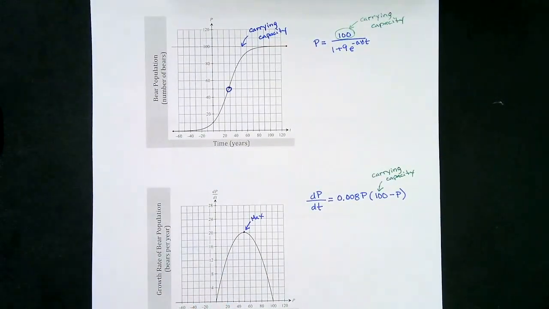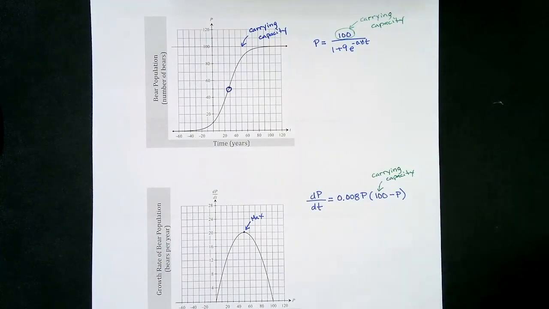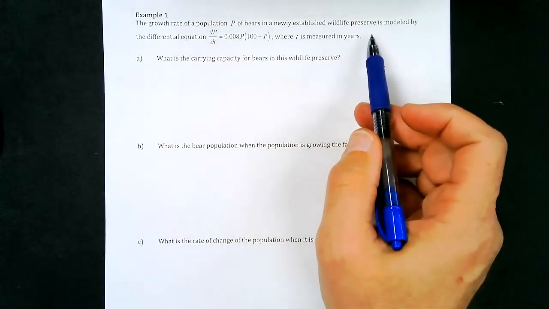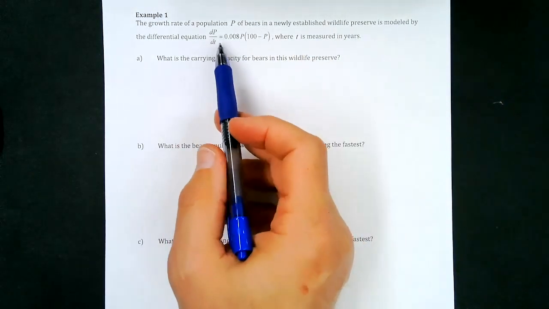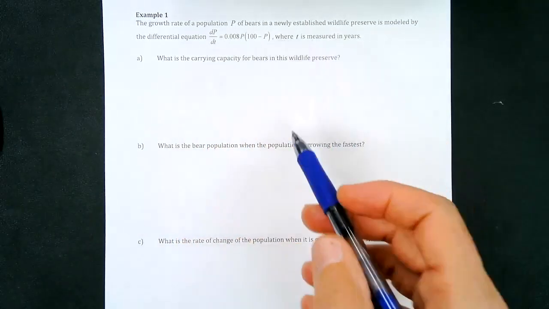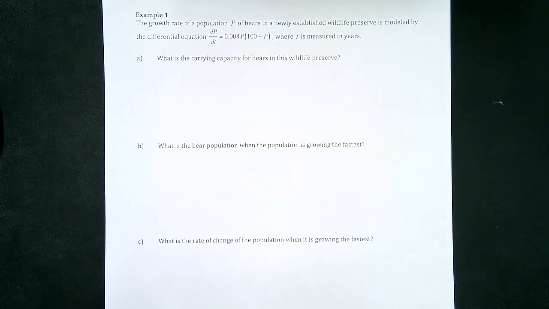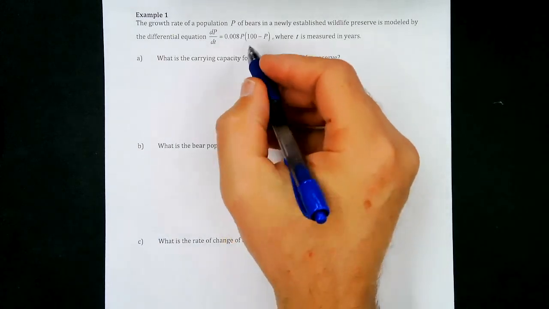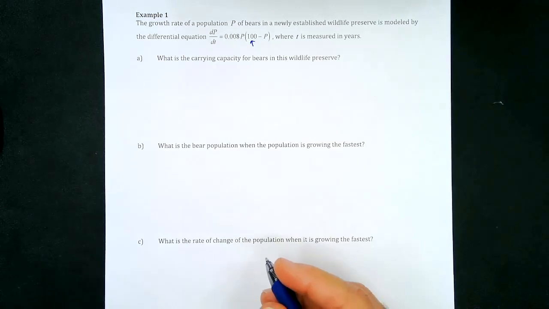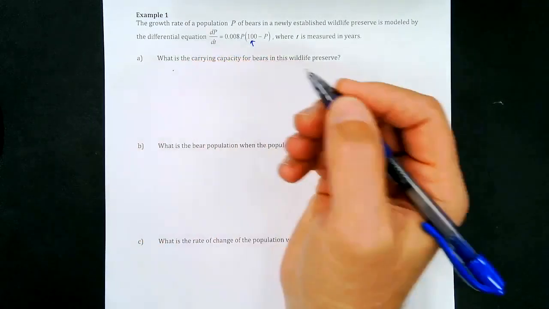All right, so let's go and do a problem now. These problems are very similar to what you're going to see on homework. The growth rate of a population P of bears in a newly established wildlife preserve is modeled by the differential equation dP over dt equals 0.008P times 100 minus P, where t is measured in years. What is the carrying capacity for the bears in the wildlife preserve? We can just look at this and see that this number right here is always going to be the carrying capacity. So the carrying capacity is 100 bears.